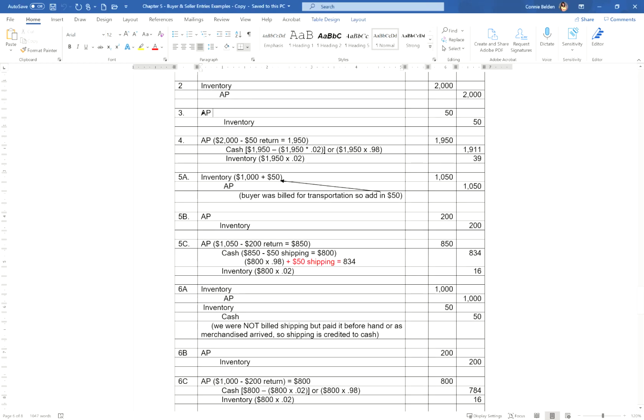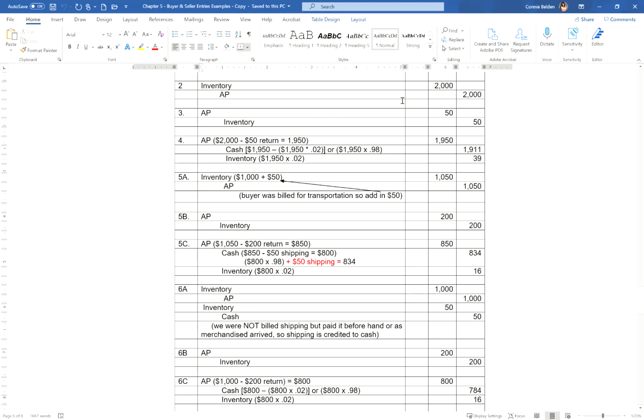Okay, for the first one, for the return of $50 worth of merchandise, what you're going to do is you're no longer going to owe for it if you return it. So you debit or reduce accounts payable, and you would no longer have it in your inventory. So you credit or reduce inventory. Remember, inventory is an asset account. So basically, I'm doing the reverse entry of what I did in number 2, except this time, it's just for $50.